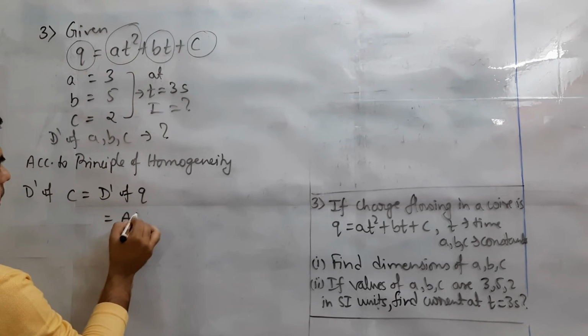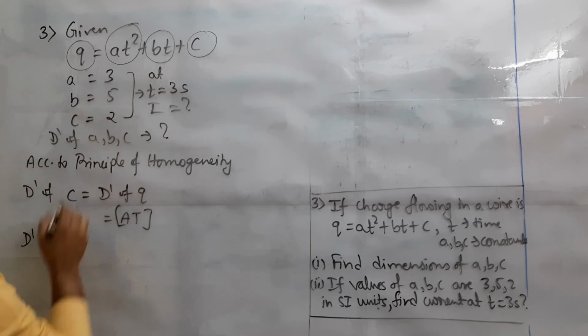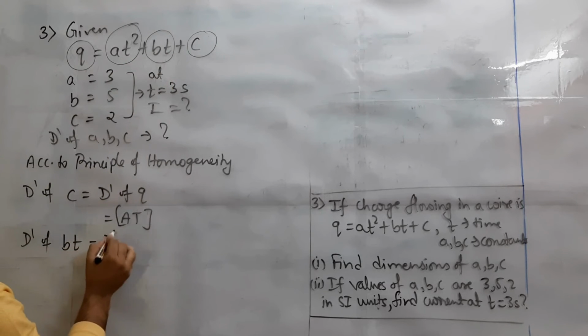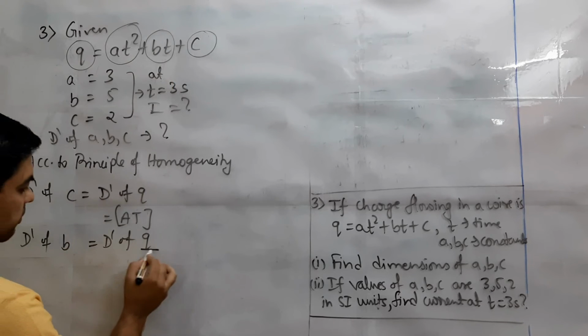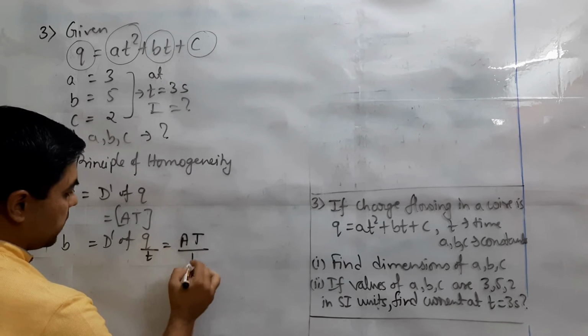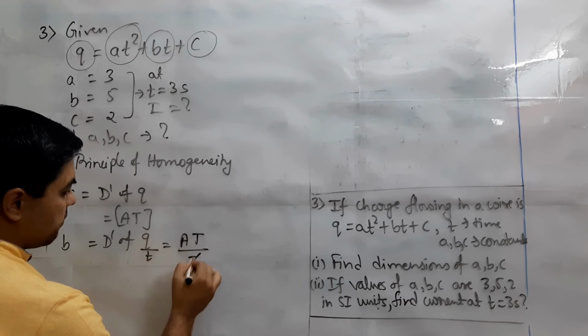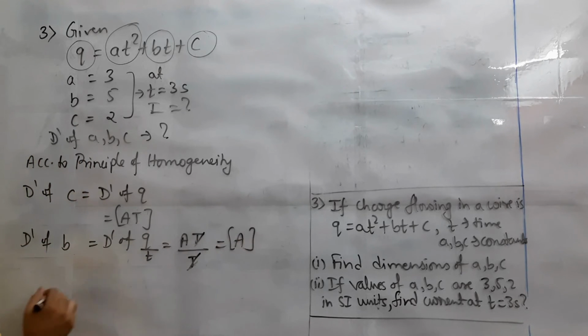and that is AT. Then dimension of BT, this is again dimension of Q, or if we remove this T from here, it will be in denominator. For charge it is AT, for time it is T only, and hence it will be A, which means it is representing the current ampere.